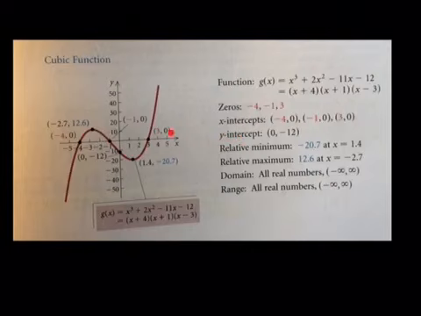Y-intercept will be, again, from the original equation, this negative 12 here. So that's where it crosses, clear down here, negative 12, and a 0 in front there to show that it goes left or right 0 and down 12.